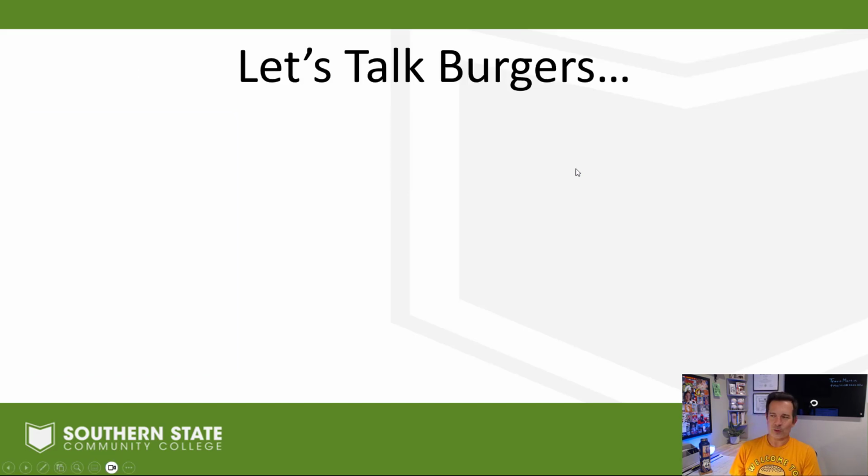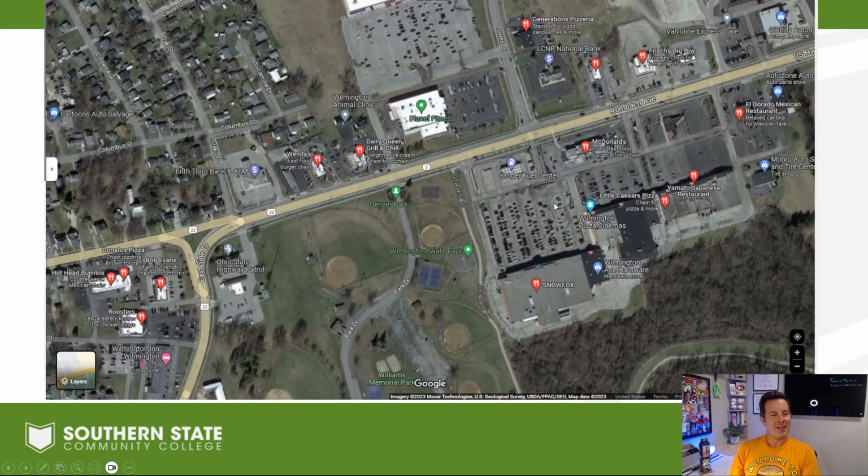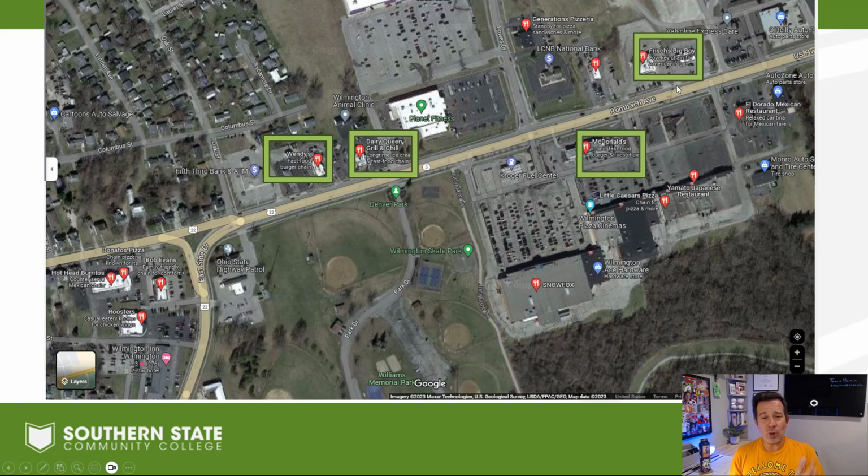Let's talk fast food for a second. We'll talk burgers here. What you're looking at is a map of Rombach Avenue that runs right through Wilmington, Ohio. If you've driven down Rombach, you're probably aware that there's a lot of fast food to be had on Rombach Avenue. In fact, if you're looking for a burger, you have your choice. You can go to Wendy's, Dairy Queen, McDonald's, a little bit further down the road Burger King, and heck, you can even go to Big Boy. All of the burger places are within not even half a mile of one another, and you can take your pick.